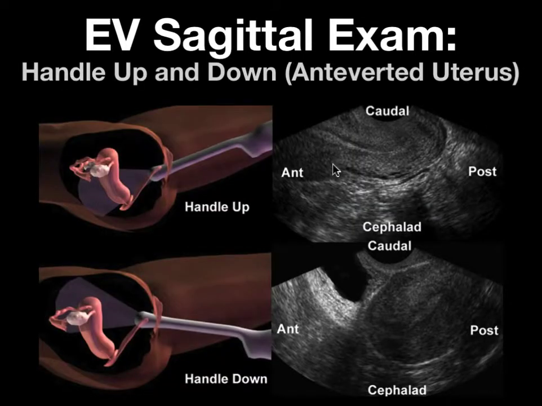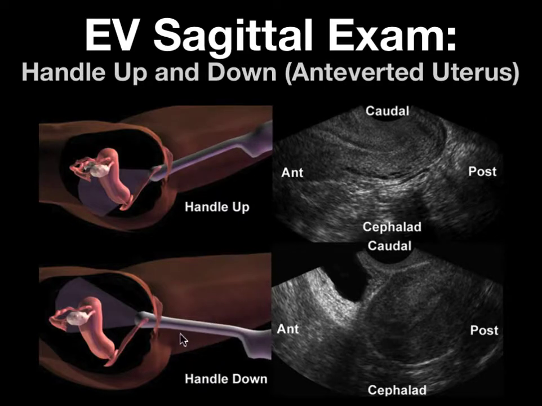In addition to sweeping from side to side on the sagittal exam, you're going to bring the handle up, and by doing that in an anteverted uterus, you're going to get a better look at the lower uterine segment and cervical region, as well as the posterior cul-de-sac. So you've got caudal, cephalad, anterior, posterior.